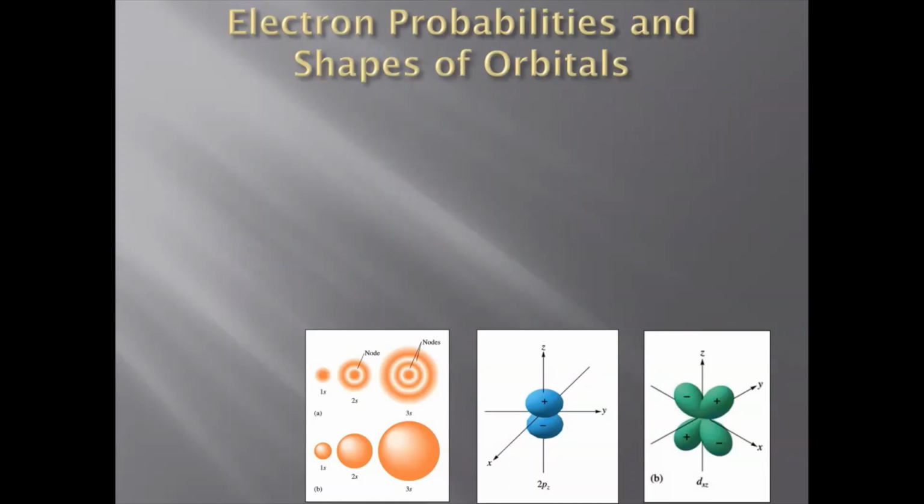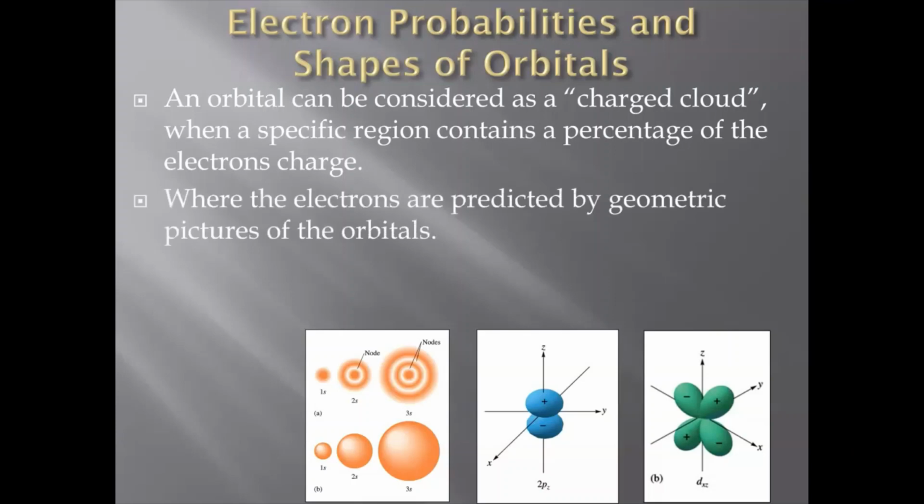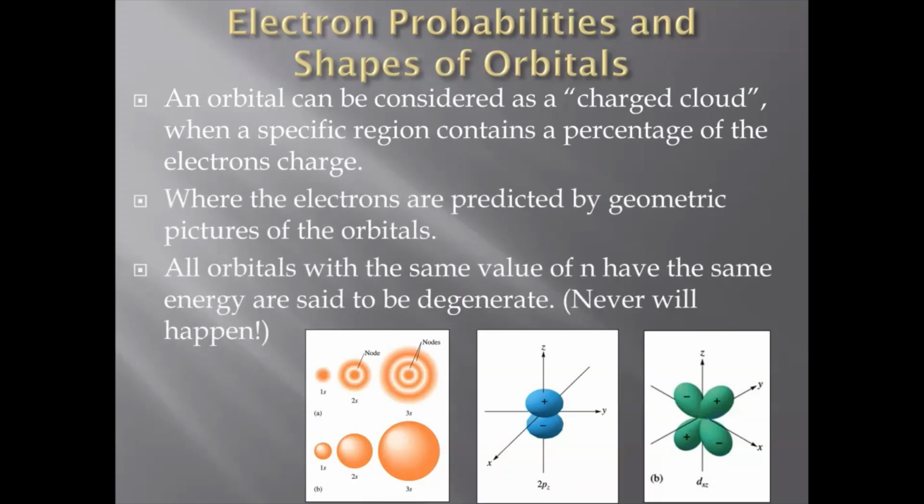So, electron probabilities and shapes of the orbitals. Now we've looked at 3 of these shapes already. An orbital can be considered as a charged cloud when a specific region contains a percentage of the electron's charge, because electrons are negatively charged, and that's why it's considered a charged cloud, where the electrons are predicted by geometric pictures of the orbitals. All orbitals with the same value of N have the same energy and are said to be degenerate.